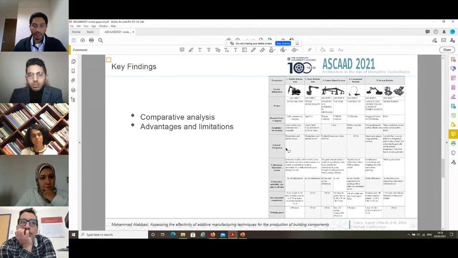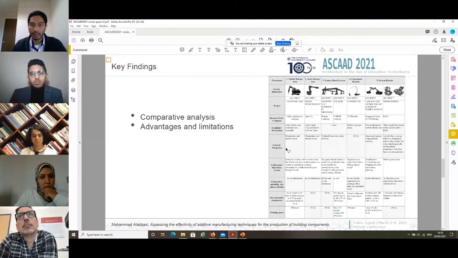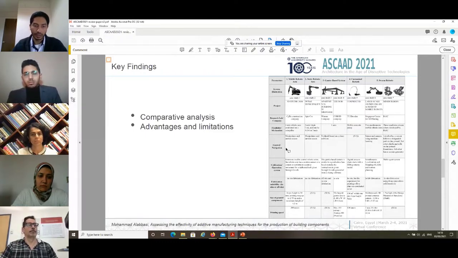The key findings of this paper were summarized and compared in this table. The table categorized each technique used in the case studies based on the printing. It has been divided into 5 categories. The first one, mobile robotic arm. Second one, static robotic arm, the gantry-based system, the customized robotic, and the swarm robotics. This table shows the advantages and limitations of each one and their ability to work in harsh environments like Saudi Arabia. And it is possible to implement them in other similar climatic and socio-political contexts.